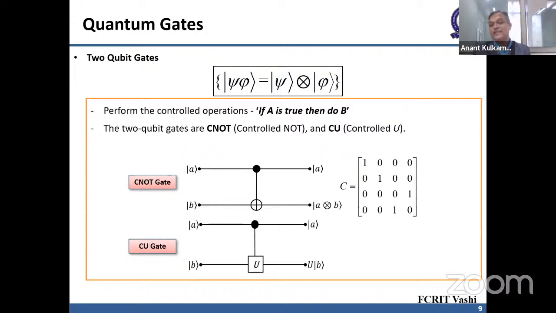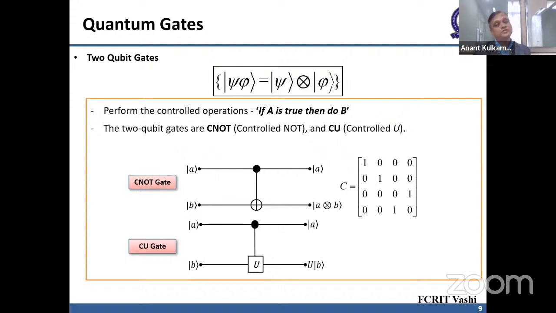A is quantum 1, not classical 1. I should not say 1, it will be wrong, right? It should be the quantum state 1. If the quantum state of A is 1, then and only then B will flip its state. If B is quantum 0, it will become quantum 1. If B is quantum 1, it will become quantum 0.